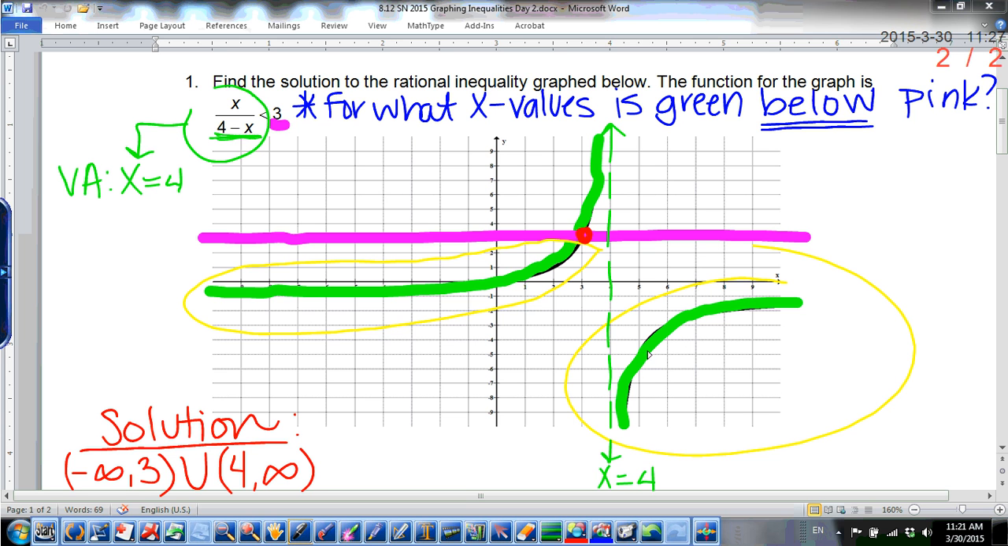We know that this graph's never going to go up and cross that pink line again, because if we look at this, we have a degree of 1 over a degree of 1, so the horizontal asymptote would be at y equals -1. So that's where that graph's going to tend towards. Okay, so here is our solution. Questions?